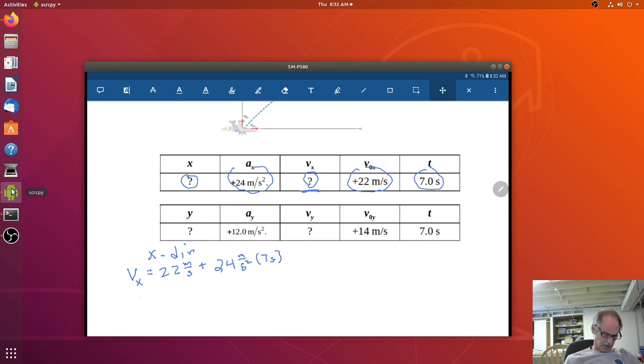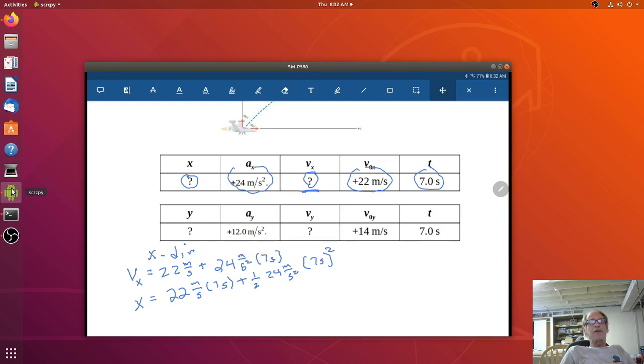I want to find then the x position, and I would take V0x times t, which is 7 seconds, plus 1/2 a sub x, which is 24 meters per second squared, times the time squared, which is 7 seconds squared. Once again, you're capable of cranking those numbers out. We don't need to use up class time for that.